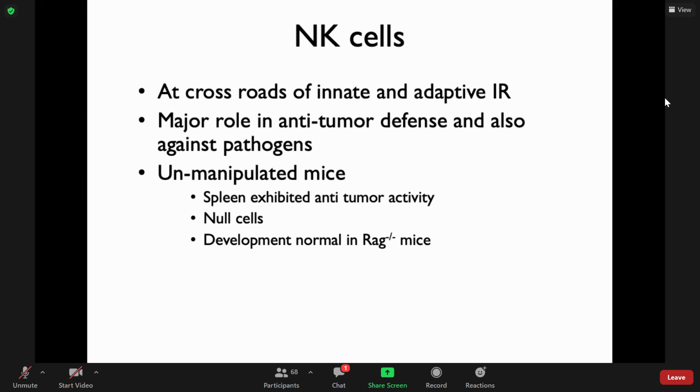So what it tells you is that this is independent of RAG recombinases. Development of NK cells was independent of RAG recombinases. They were not T cells, they were not B cells, and they were present in the normal spleen of unmanipulated mice. So these are some of the evidence you have gathered to show what could be the origin of these NK cells. And because they were not classified as B cells and did not express any marker associated with T cells, they were called null cells to begin with.